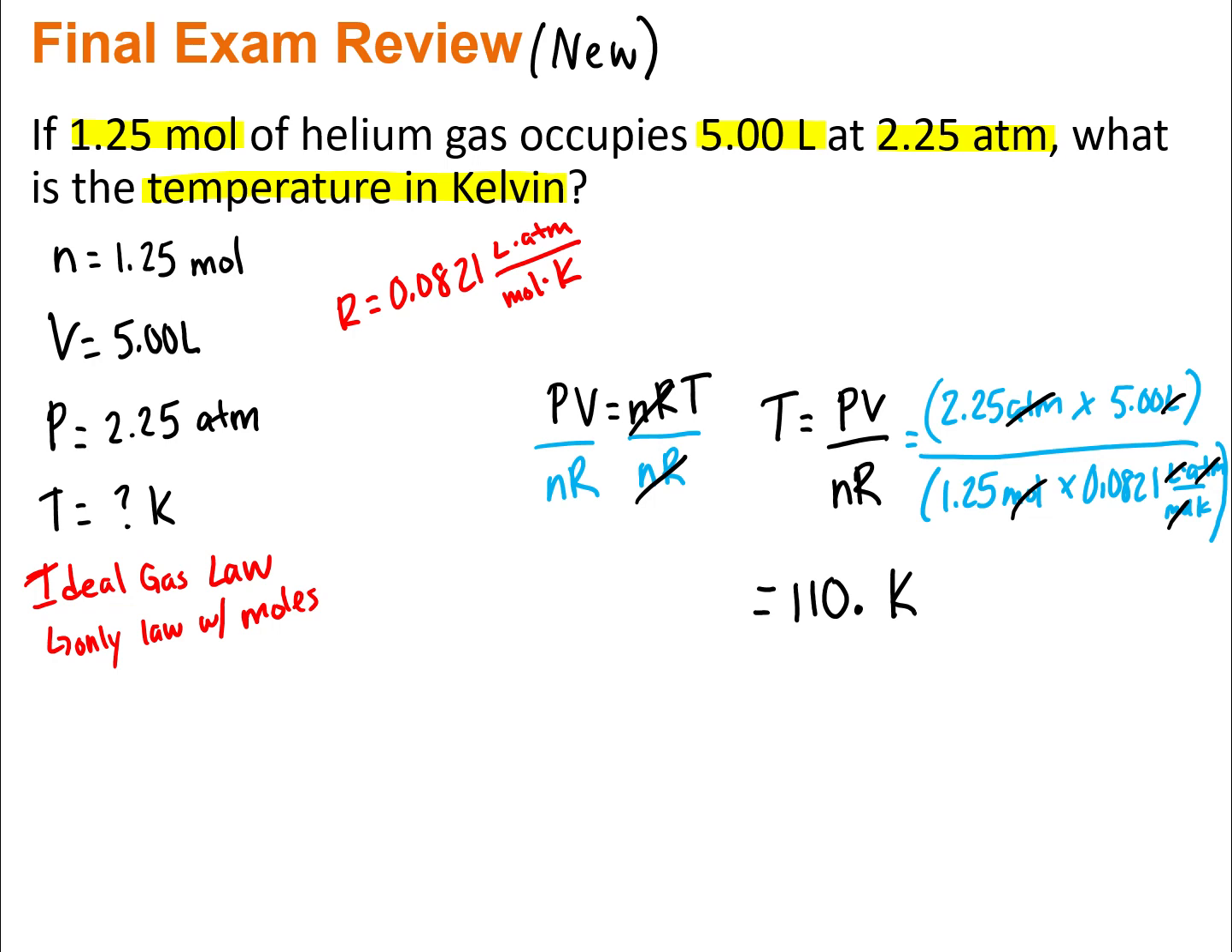And there's our answer. Now this answer has 3 sig figs because of that decimal point. Notice that each of our pieces of information have 3 sig figs. So make sure that you report your answer using the same number.